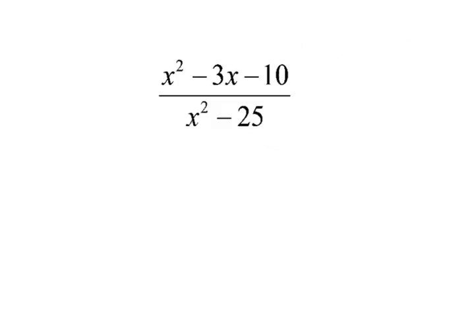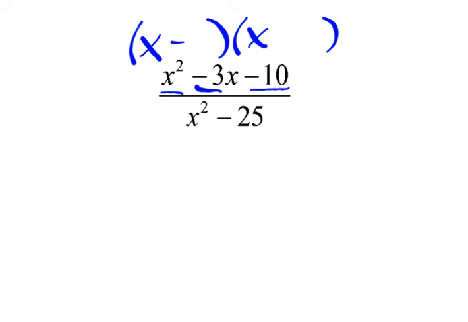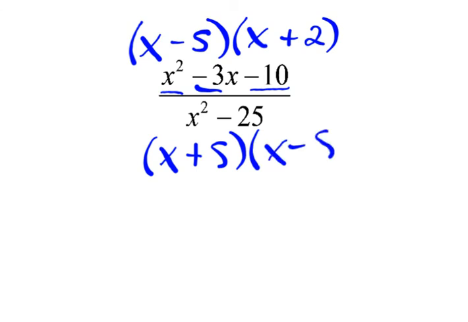All right, one more. x squared minus 3x minus 10. We start by factoring it. Is there a common factor? No. So we're going to go ahead and draw our parentheses. To get x squared, we do x times x. We need factors of negative 10 that add to give us negative 3. So it's going to be negative 5 and positive 2. On the bottom, we have a binomial. There's no common factor, but it is a difference of perfect squares. So that factors to x plus 5 times x minus 5.